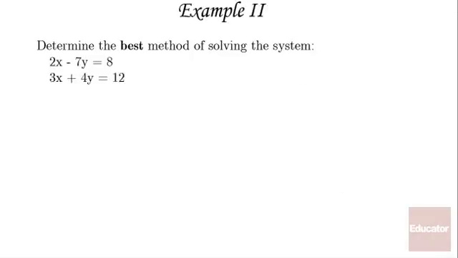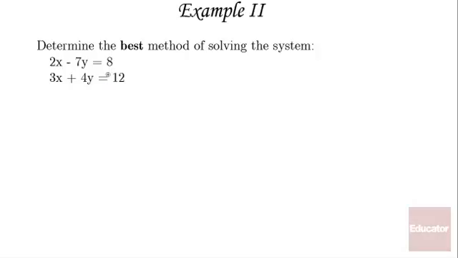The second example also asks to determine the best method of solving the system. As I look at my system, I have 2x minus 7y equals 8, 3x plus 4y equals 12.